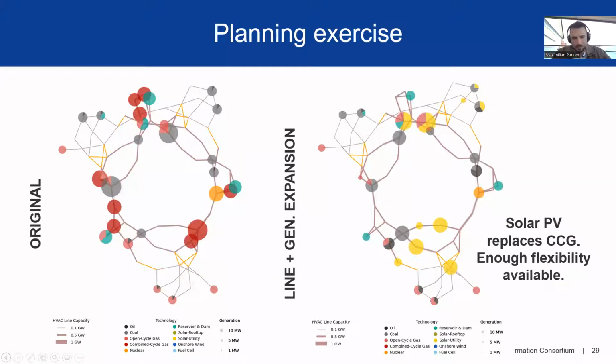Basically, what we then found out in this demonstration is that solar PV was optimized, and that actually replaced CCG. What we didn't include were the unit commitment constraints, so it probably wouldn't go in that scale. But it was interesting that solar was optimized.